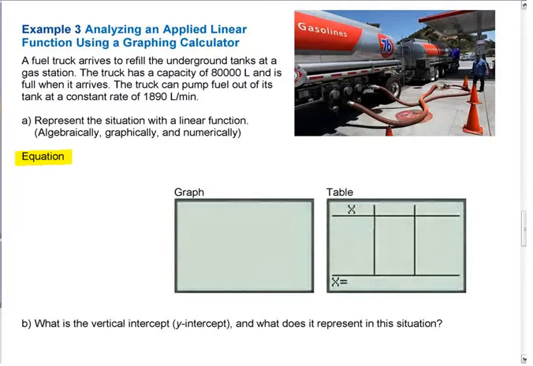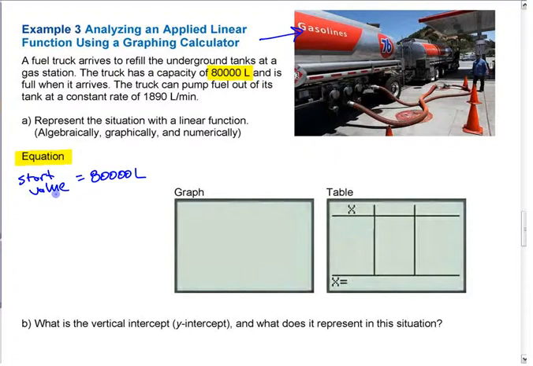I was thinking that you have this fuel truck and it arrives at the gas station and then the fuel is pumped into the ground, right? Into the fuel tanks underground. That's where the gas is stored for those pumps, right? When you pull up to the pump, there's these enormous fuel tanks underground. So the truck arrives and it has 80,000 liters of fuel. The starting value or initial value is 80,000 liters.